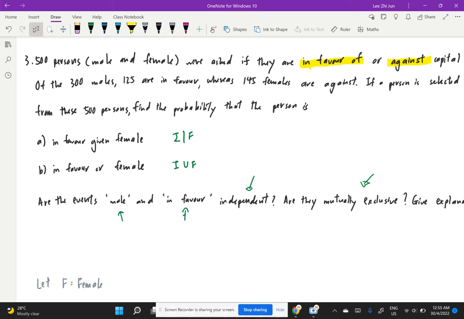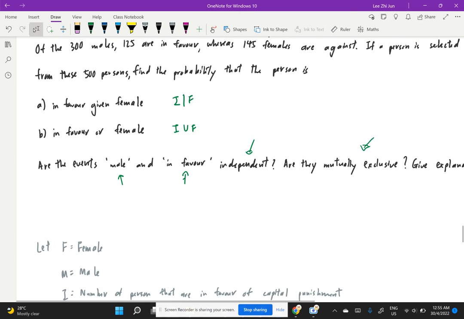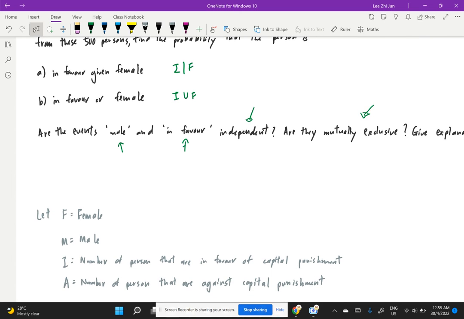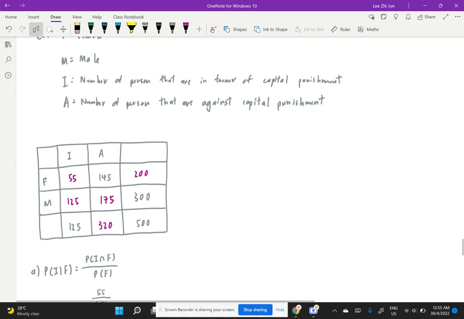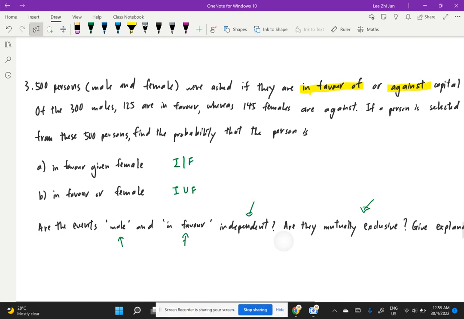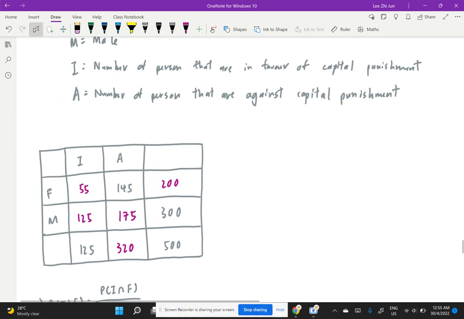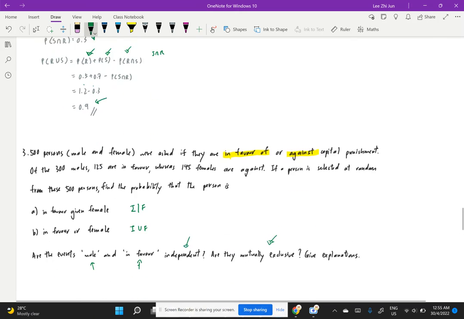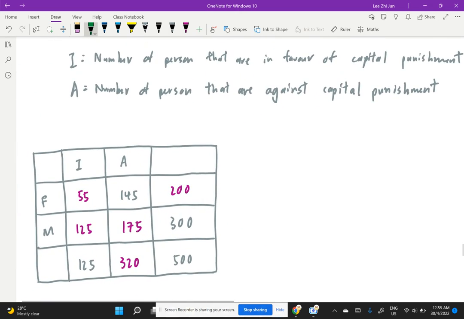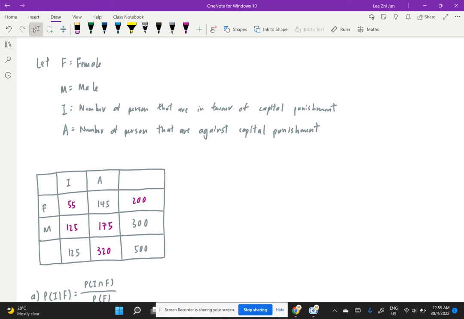Before that, I let F be female, M be male, I be the number of persons in favor, A be the number of persons against, and I construct the contingency table. It is given 500 people and 300 males, and 125 of them in favor, and 145 of females are against. So what I get, I can just do the calculation here. The pink color words are the numbers that I calculated later.